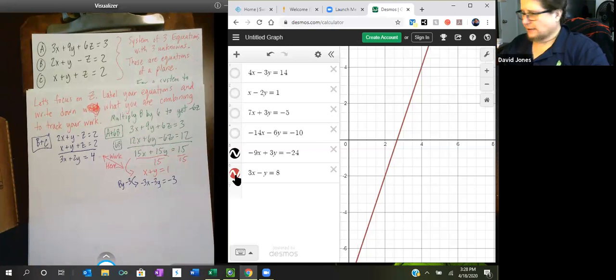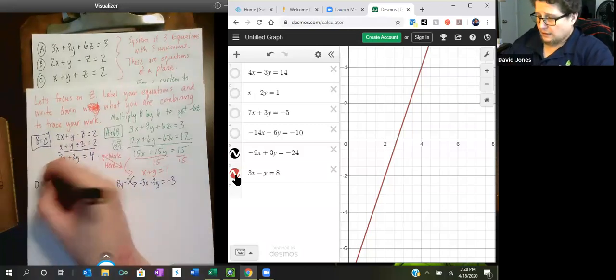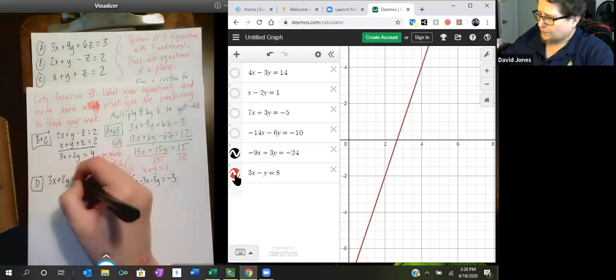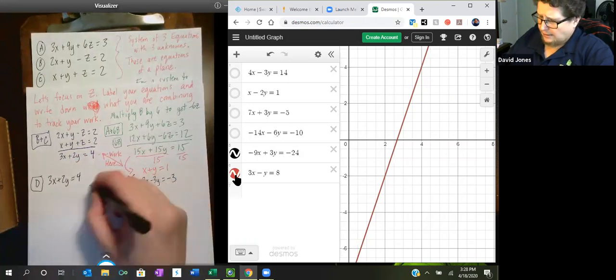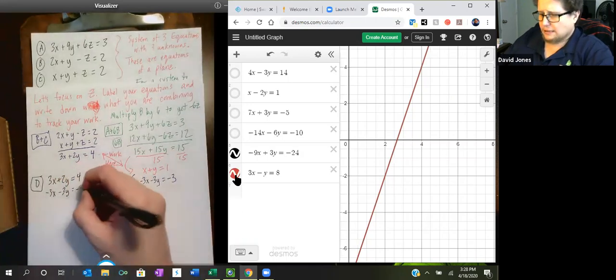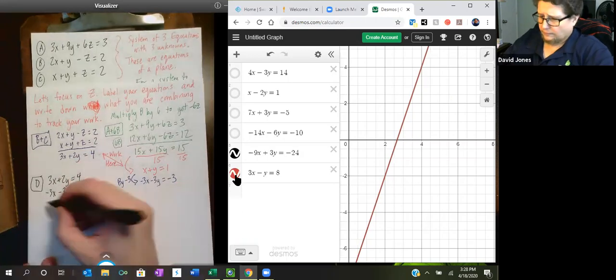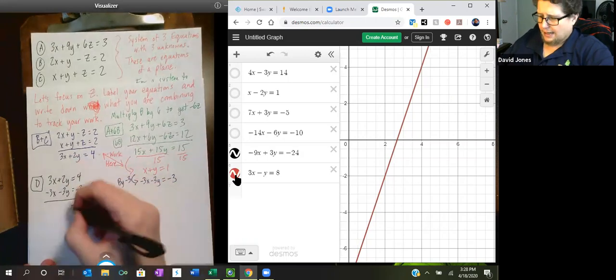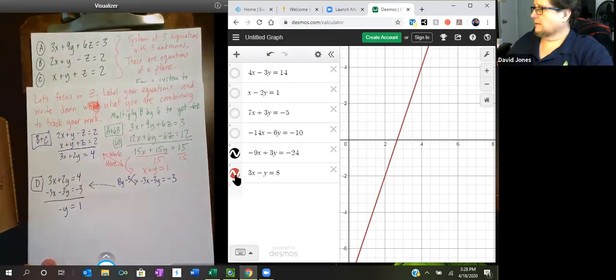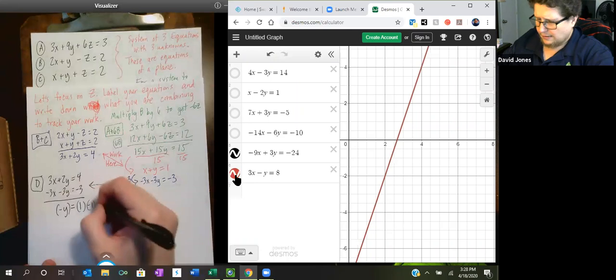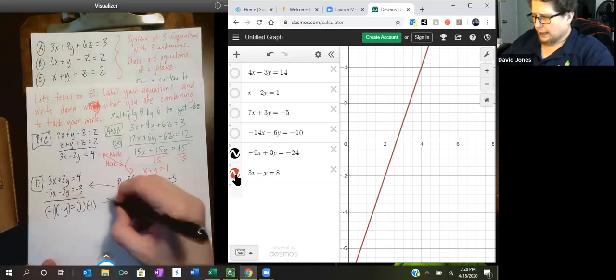So here, let's just call this D. We've got 3x plus 2y equals 4. And negative 3x minus 3y equals negative 3. I add vertically, the x's eliminate. I get negative y equals 1. And if we multiply both sides by negative 1, we get y equals negative 1.